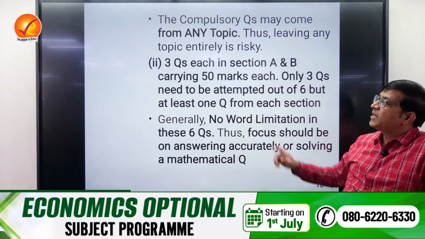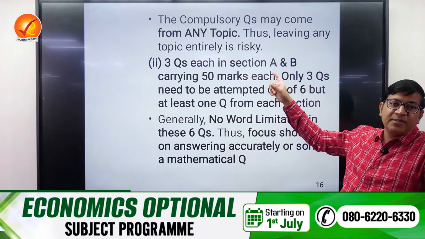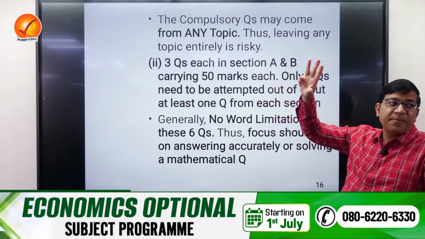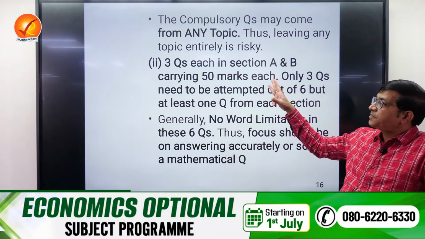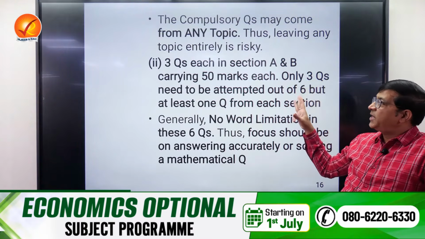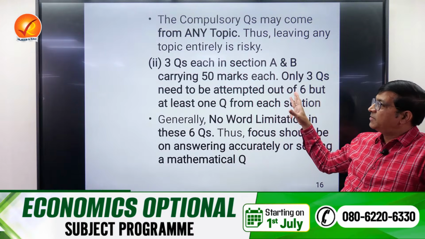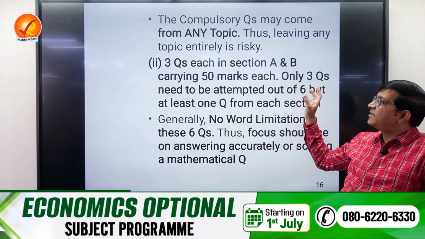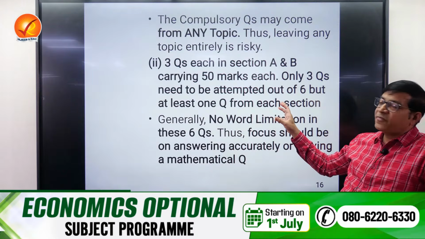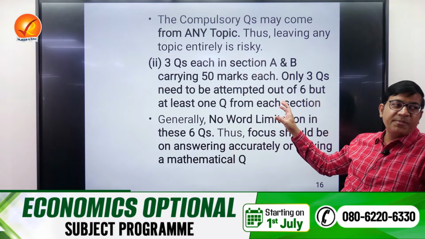Coming back. What about the remaining questions? There are 5 remaining questions, out of which you have to attempt 3, in sections A and B. So only 3 need to be done out of the total 6, but one question must be attempted from each section.